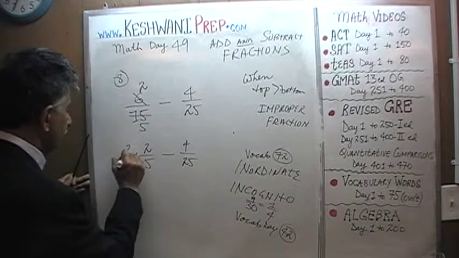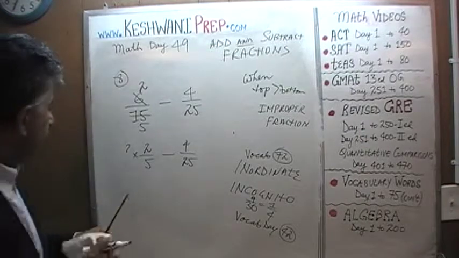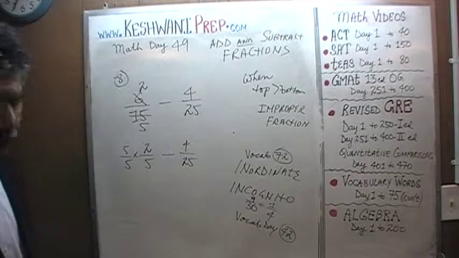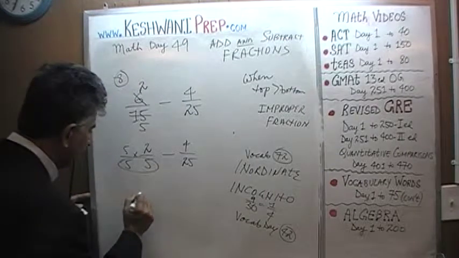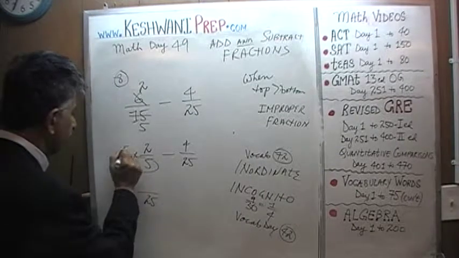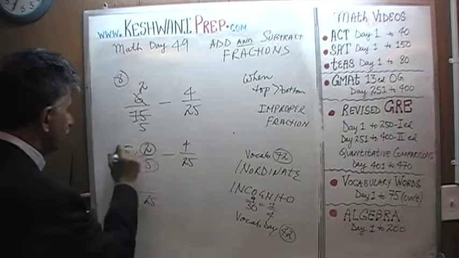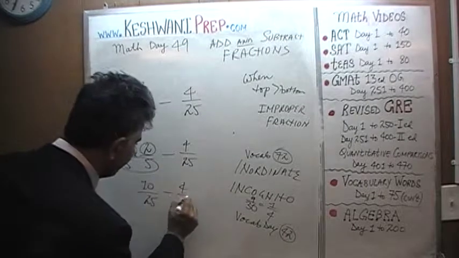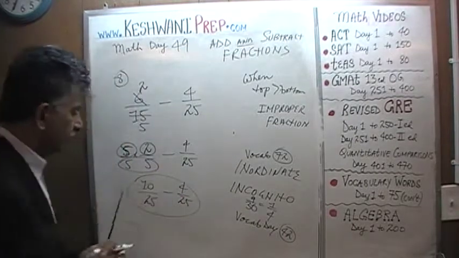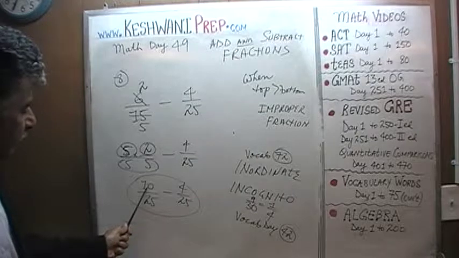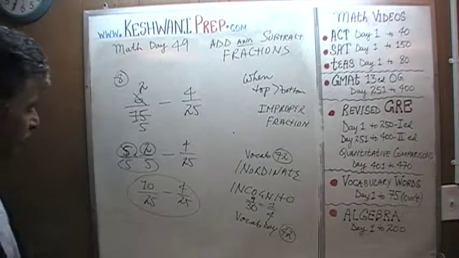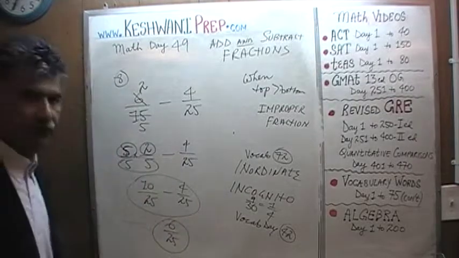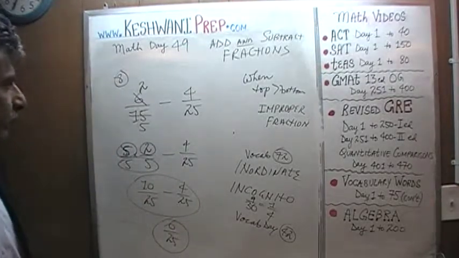Multiply top and bottom by 5. And now we have 5 times 5, which is 25 at the bottom. And here we have 5 times 2, which is 10 at the top. And this thing stays the same, minus 4/25. That's it, we're done. 10 minus 4 over 25 is just going to be 6 over 25. The answer is 6 over 25.